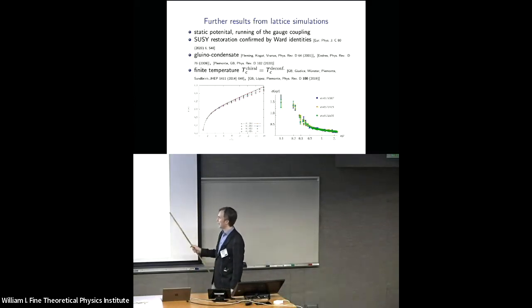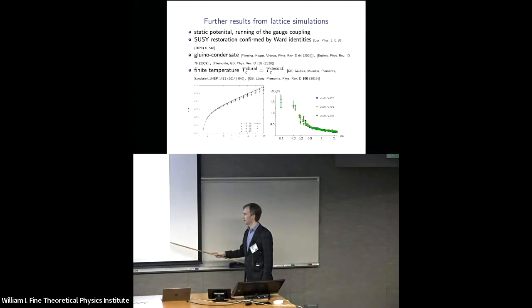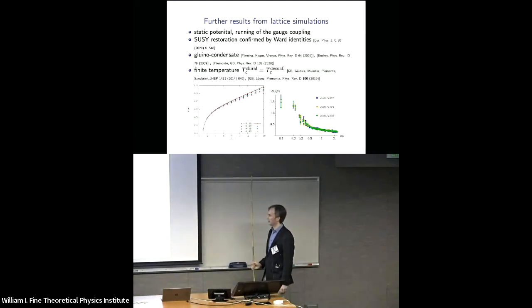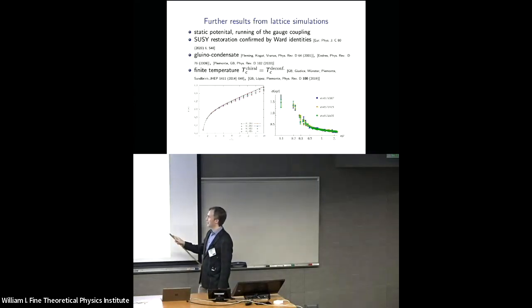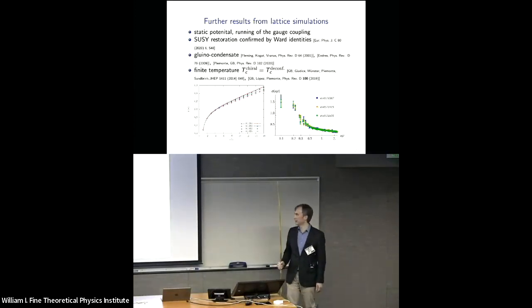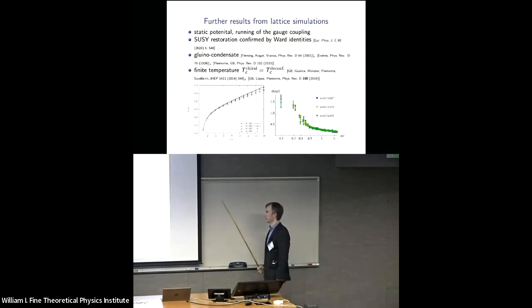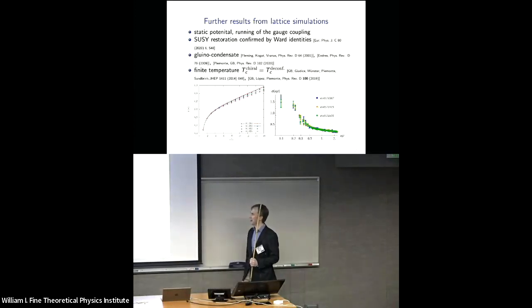We have also done investigations of the running gauge coupling, one example of which is shown here, where you can see that it indeed shows some QCD-like running. We have also confirmed this restoration of supersymmetry using supersymmetric Ward identities, which is important because we use this chiral symmetry approach, and one has to really confirm that everything works consistently here.